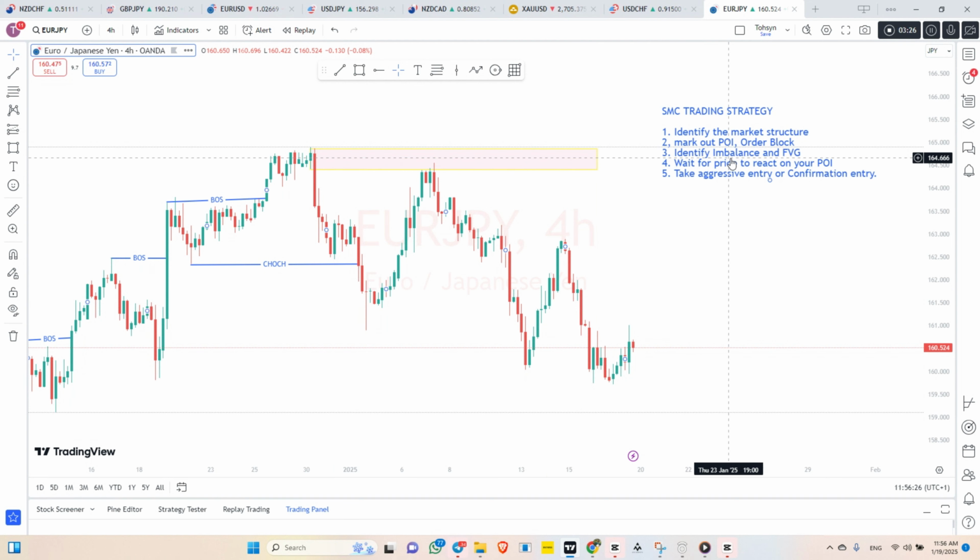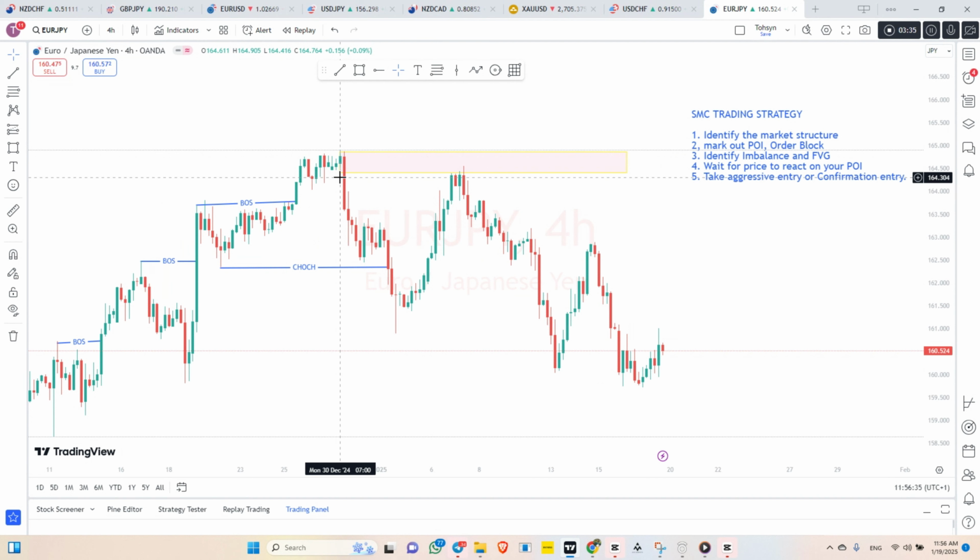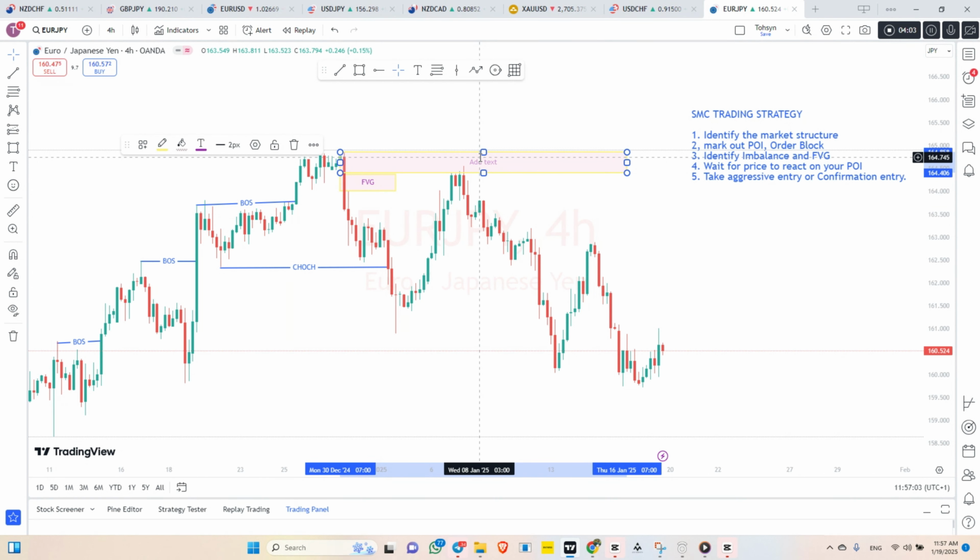Then identify imbalance and fair value gap. So in order to be certain that this order block is valid, we will check if there is an imbalance or fair value gap around this. Yes, this is an imbalance and also a fair value gap. This is a fair value gap, FVG. This is our 4 hour order block. We are currently on the 4 hour.